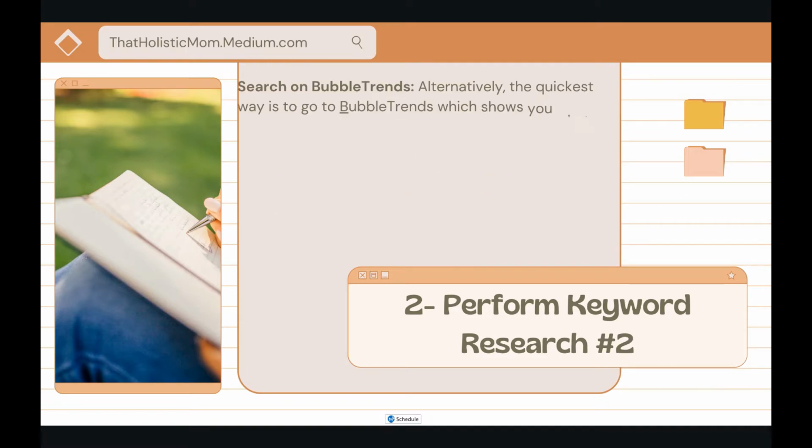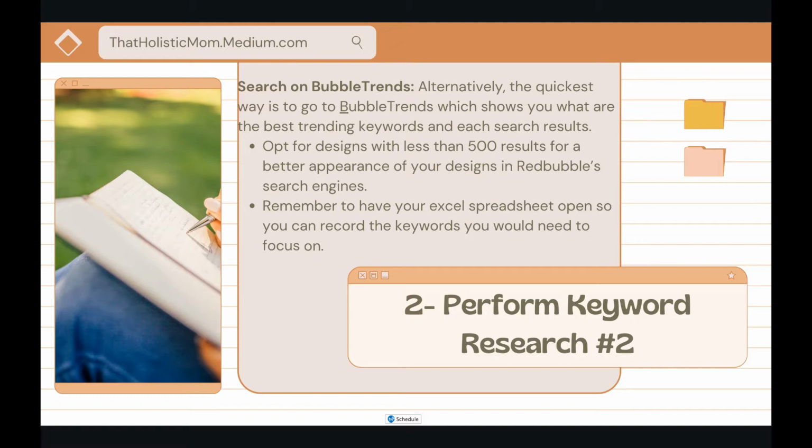The second way is more specific. I want you to go on Bubble Trends. Bubble Trends is the quickest way to get trending keywords. There's the paid version and there is the free version. I personally use the free version. It works great for so many other people as well. This shows you the best trending keywords and also the search results. So I want you to select keywords with less than 500 results for the better appearance of your design. So opt for designs that have 500 or less results. This will give you a really good stance in order to rank higher.